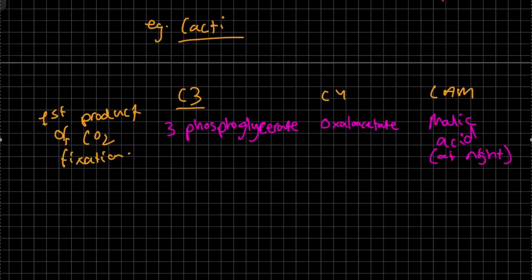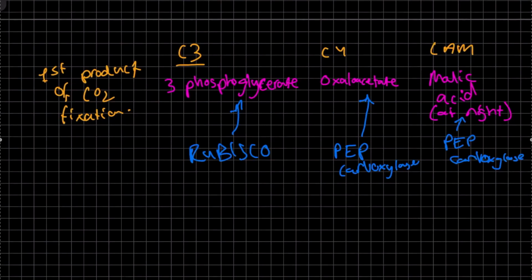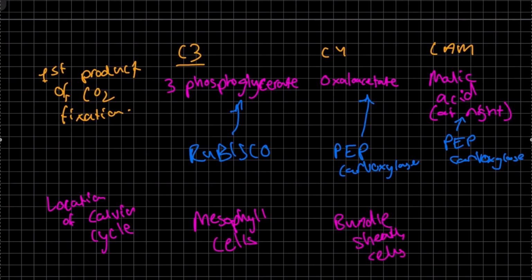The enzyme responsible for this initial fixation is also different in these three plants. So the enzyme responsible here would be Rubisco. Over here, we would have PEP carboxylase. And over here, we would also have PEP carboxylase, but once again, only at nighttime. Our location of our Calvin cycle is also different. In our C3 plants, our Calvin cycle occurs in our mesophyll cells. In our C4 plants, this occurs in our bundle sheath cells. And in our CAM plants, the Calvin cycle occurs in our mesophyll cells, but again, this happens during the day. So only during the day.